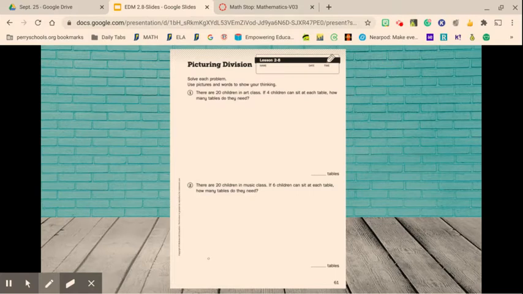So number 1 says there are 20 children in art class. If 4 children can sit at each table, how many tables do they need? So you'll draw your picture, write your answer on the answer line. Number 2 says there are 20 children in music class. If 6 children can sit at each table, how many tables do they need? So again, draw your picture and write your answer on your number line.